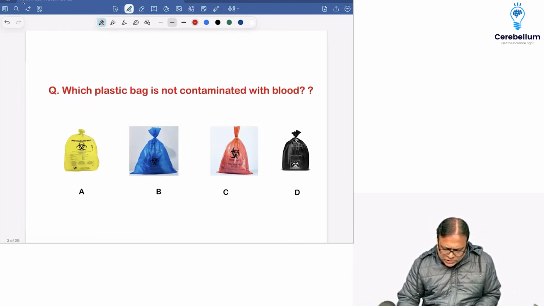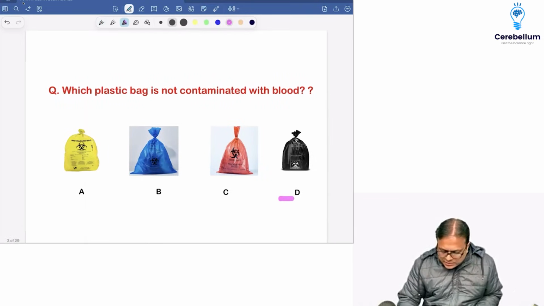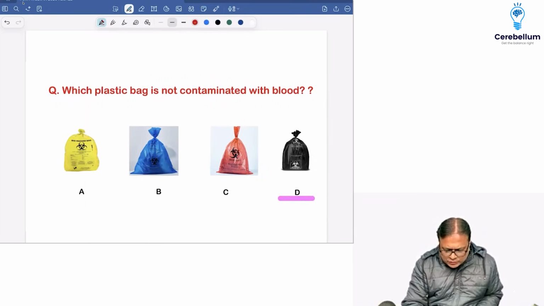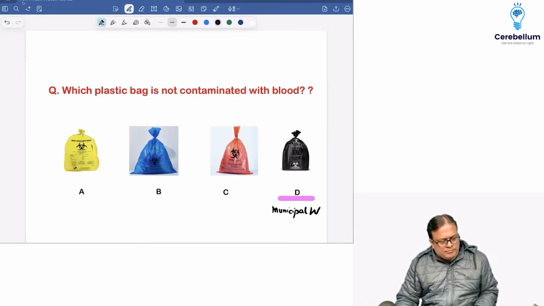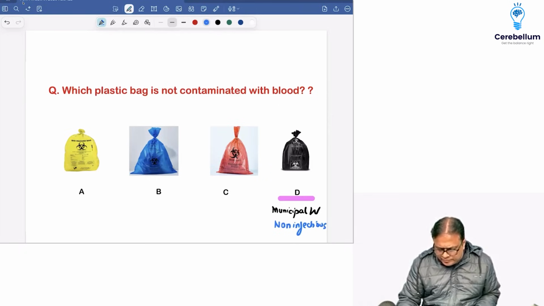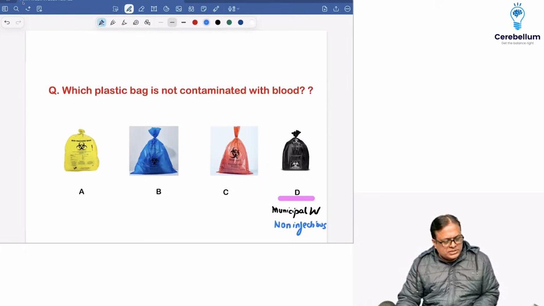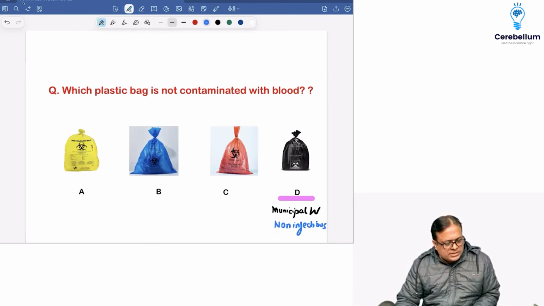Question 2. Was this a question which plastic bag is not contaminated with blood? If these were the four options, then black. Why? Because black is for municipal waste. Municipal waste. It is for non-infectious waste. So municipal non-infectious waste. So kindly confirm if black bag you have marked as the answer.